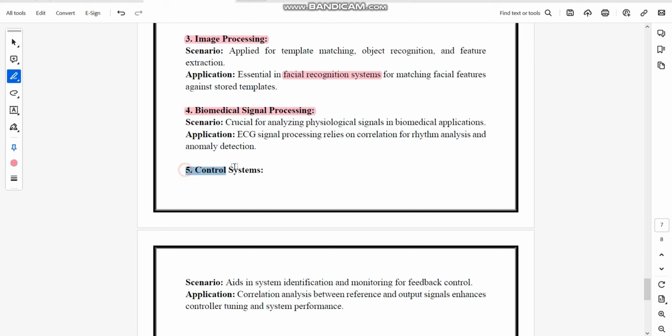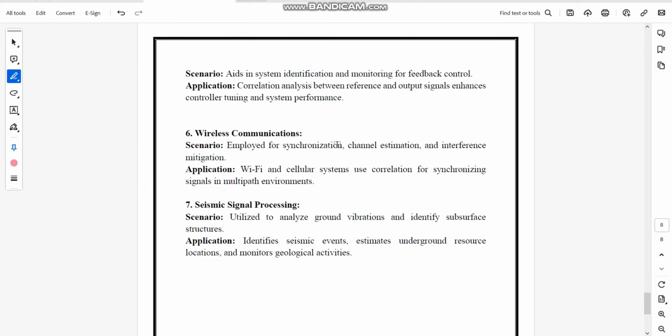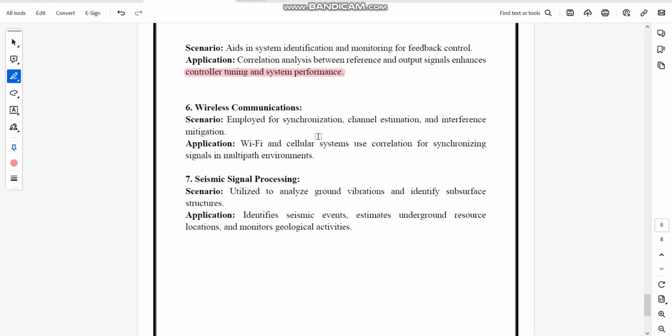Then comes control systems. Correlation aids in system identification and monitoring for feedback control. The applications involve analysis between reference and output signals, which enhances controller tuning and system performance.